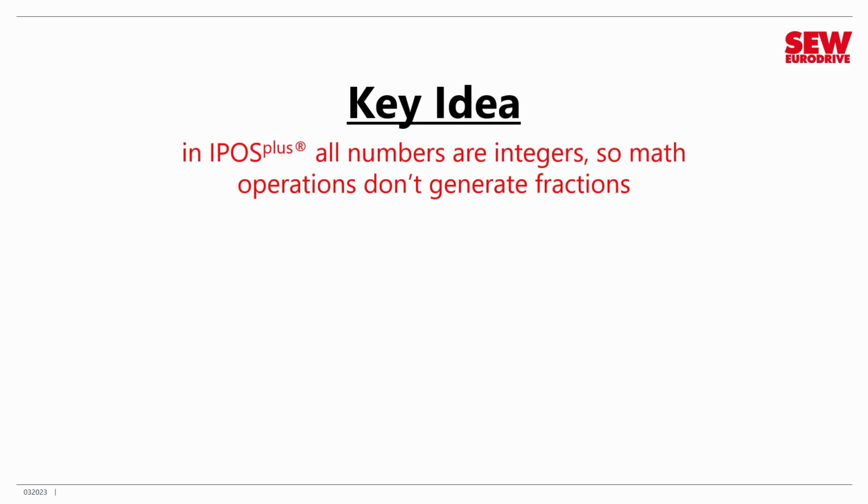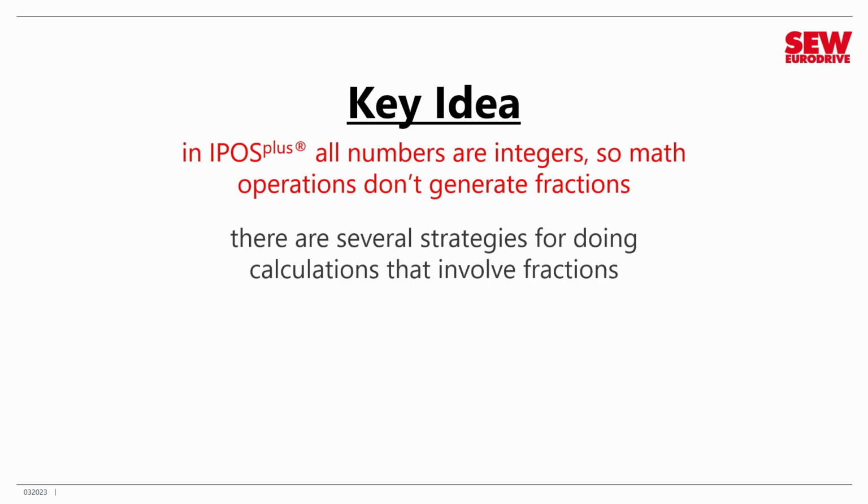All right, now let's tackle a very important key idea that has some wide-ranging implications. I've said this before, but I'm going to say it again. In IPOS, all numbers are integers, so math operations don't generate fractions. There are many situations where fractions are very important. And the question is, in an integer-only world, how do you deal with that?